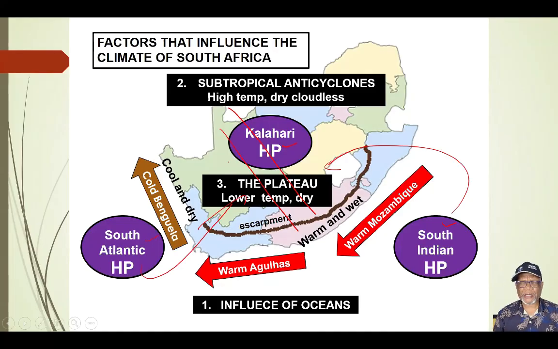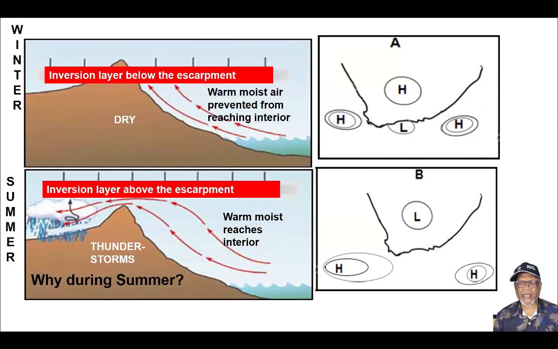So these are two diagrams that indicate different seasons. Look at the inversion layer here. The inversion layer is below the escarpment. Why is the inversion layer below the escarpment? Because the Kalahari high pressure is dominating the interior. So this diagram and this diagram are related. This is a typical winter condition.